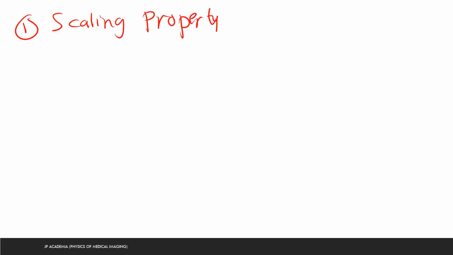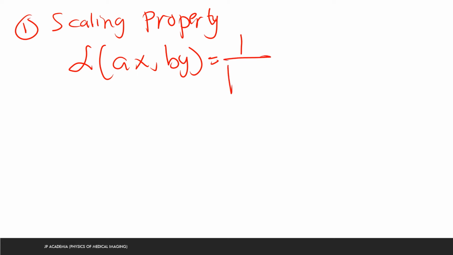Two other important properties of the point impulse are, first, the scaling property. The scaling property is defined as your delta function, or your Dirac function, of ax, by, where a and b are certain constants. This is equal to 1 over the absolute value of a times b, times your Dirac function of x, y. So this is the scaling property.